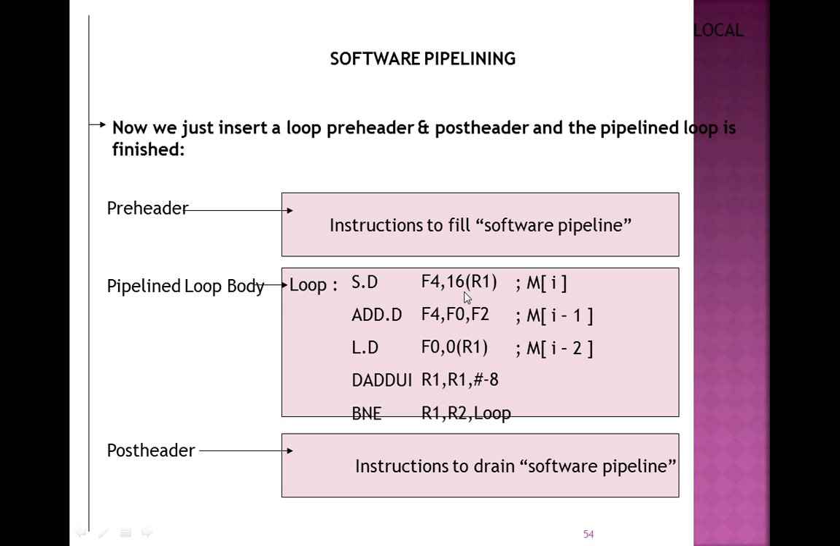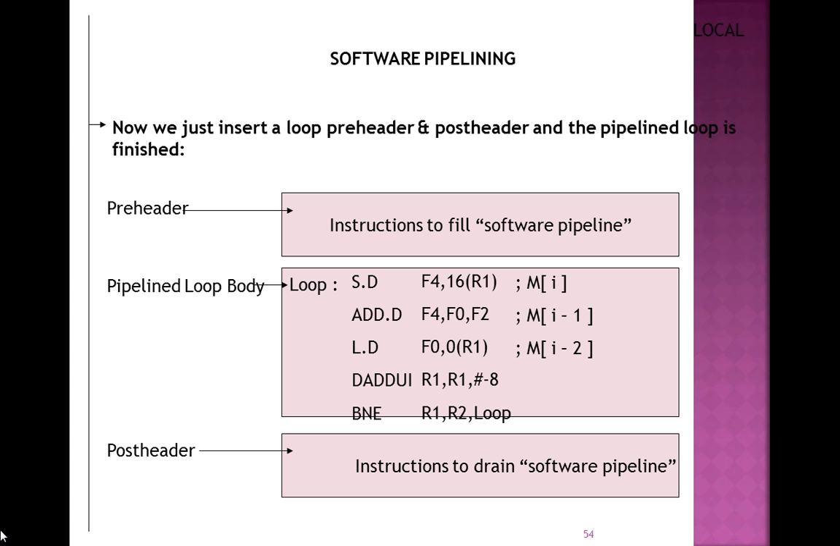This is SD F4, 16. So this is the pre-header, that is before the loop body. Then there is an SD, that is F4, 16 at register R1, that is stored in MI. Then ADD.D, that is F4, F0, F2, that is MI-1. Then again LD F0, that is taken in MI-2. Again DADDUI R1, R1, #-8.